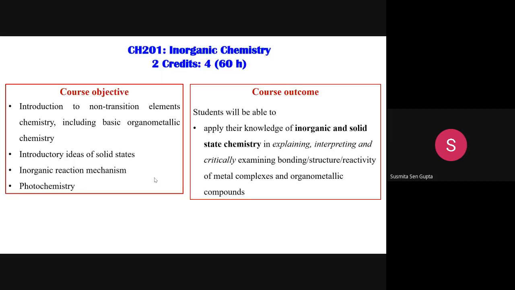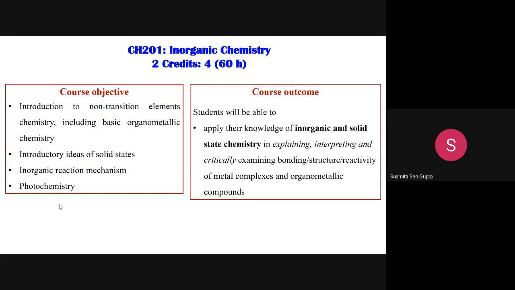So first one is the inorganic chemistry. What is in inorganic chemistry? That introduction of non-transition elements chemistry, including basic organometallic chemistry. So this is not the direct descriptive chemistry, but particularly non-transition elements. Non-transition elements means S block element and P block element. So how they work, along with the organometallic chemistry, we have to study. Then solid states. There is a chapter of solid states, inorganic reaction mechanism and photochemistry. So these are the units that we have to study.